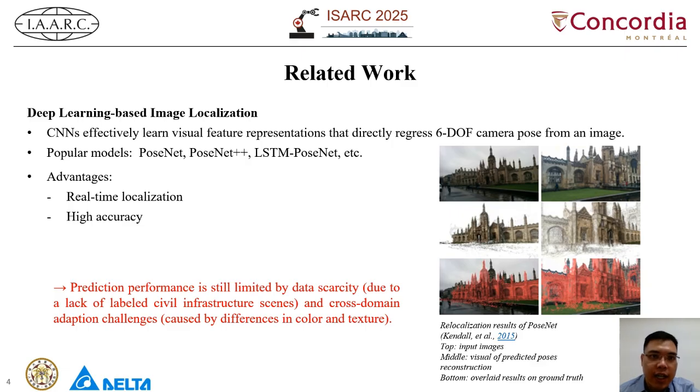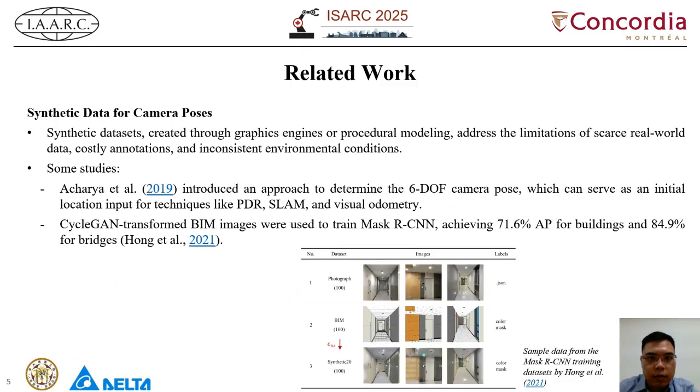Currently, deep learning has enabled significant advancements in image-based localization. Popular models include PoseNet and its variants. While the method offers advantages such as real-time estimation and high accuracy with quality datasets, its performance remains constrained by data scarcity and cross-domain challenges.